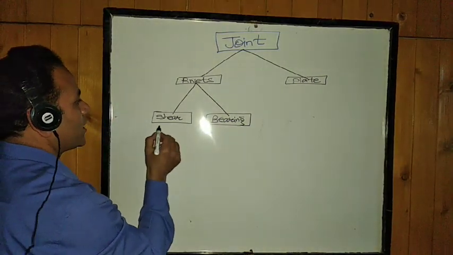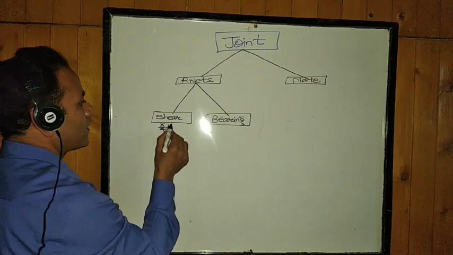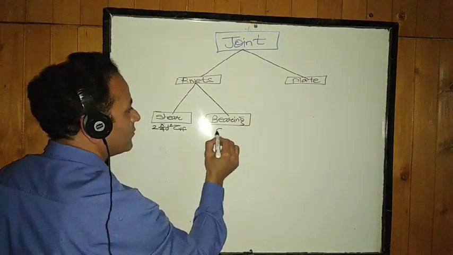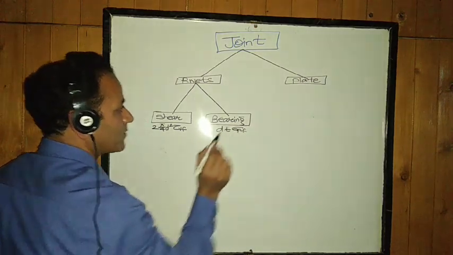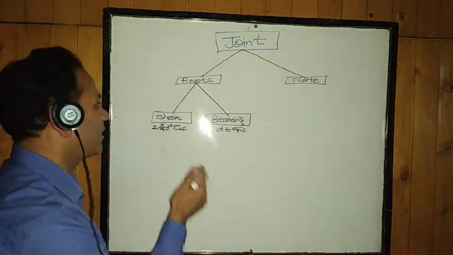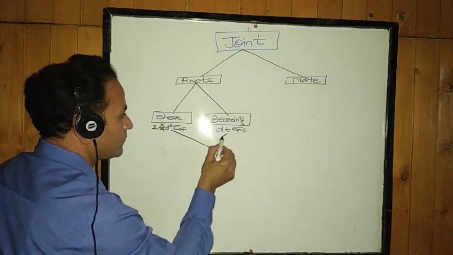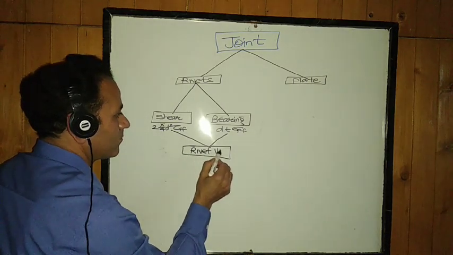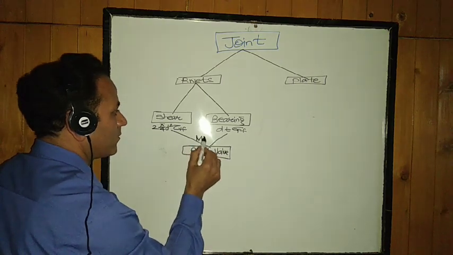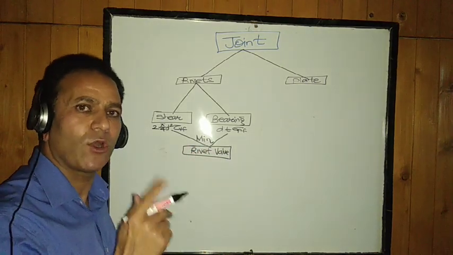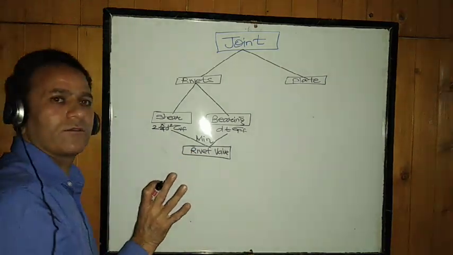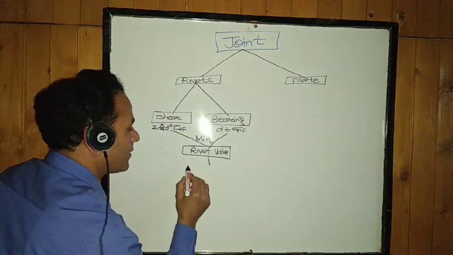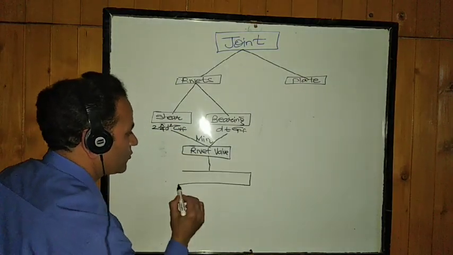If it is shear, we may take it pi upon 4 d square into tau Vf; for single shear, and for double shear, we multiply by 2. In bearing, we have d into t into sigma Pf. This will give us the strength in shearing and bearing. Minimum of the two, that we call rivet value. This is the minimum value. Rivet value is ultimately the strength of one rivet that we can consider for design after considering its shearing and bearing failure.